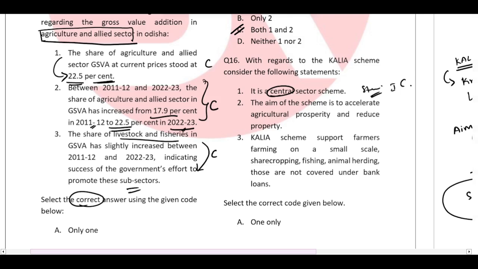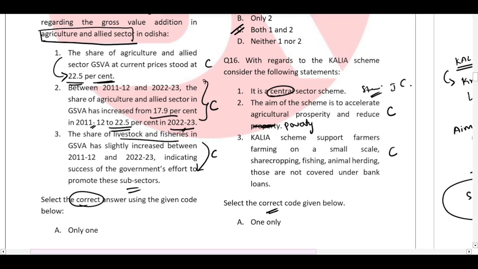The aim of the scheme is to accelerate agriculture prosperity and reduce poverty. This is not property, this is poverty. So we just saw that that is correct. Kalia scheme supports farmers farming on small scale, sharecropping, fishing, animal herding, and those who are not covered under bank loan. So this is also correct.